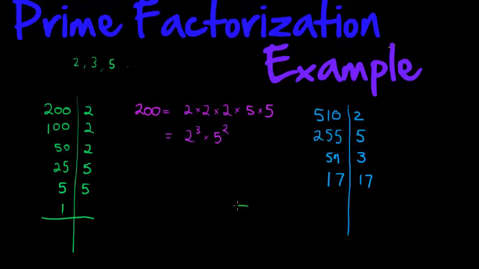So we can write 510 as 2 times 3 times 5 times 17. That's the prime factorization of 510.